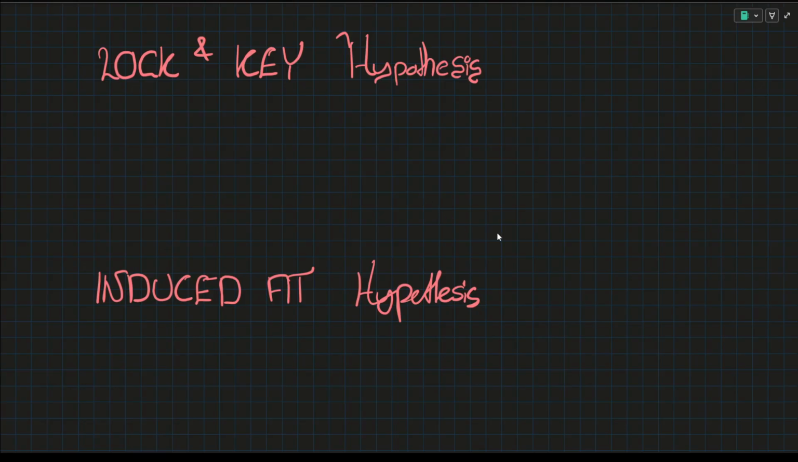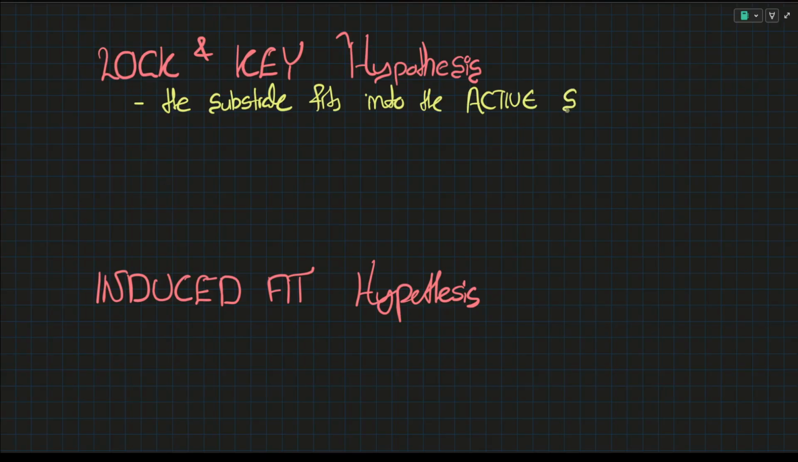So for that, I think I'll go with a yellow. This is what happens in the lock and key hypothesis. I'm going to give you some statements first, then I'm going to give you a visual cue to hold on to. Whenever it comes to the lock and key hypothesis, the substrate is going to fit into the active site. What in the world is the active site? We'll talk about that in a bit. Here, the substrate is going to fit into the active site of the enzyme. That's the first thing.